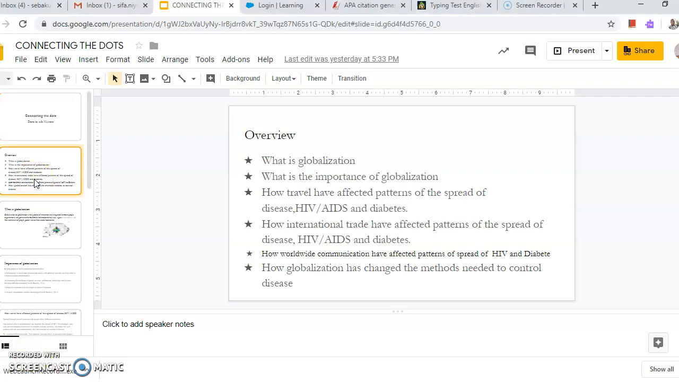As an overview, what is globalization? What is the importance of globalization? How has travel affected the patterns of spread of disease, HIV, and diabetes? How has international trade affected the patterns of the spread of disease, HIV, and diabetes? How has worldwide communication affected the patterns of spread of HIV and diabetes? How has globalization changed the method needed to control disease?